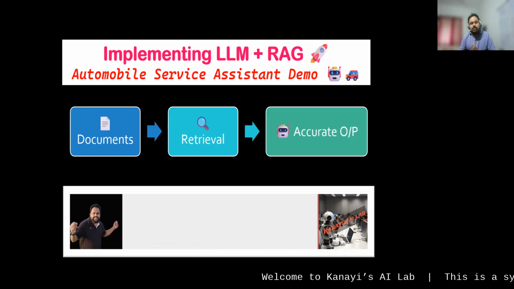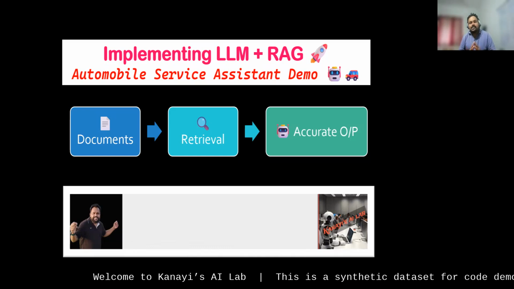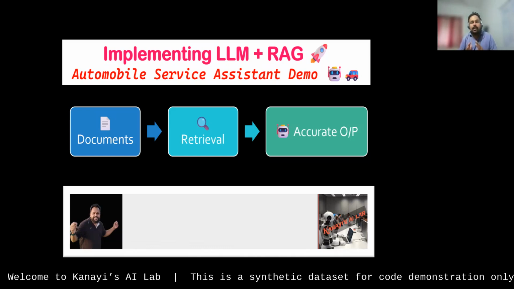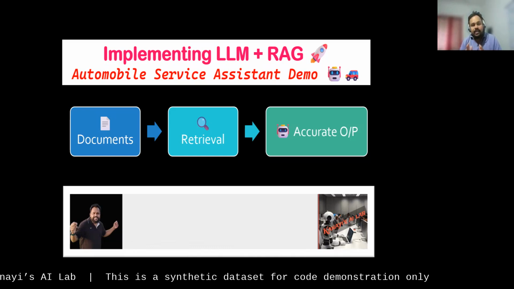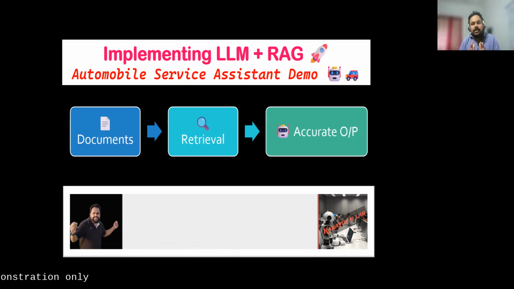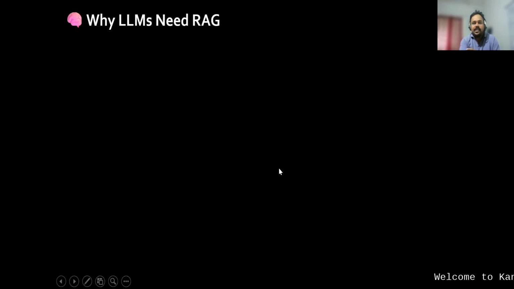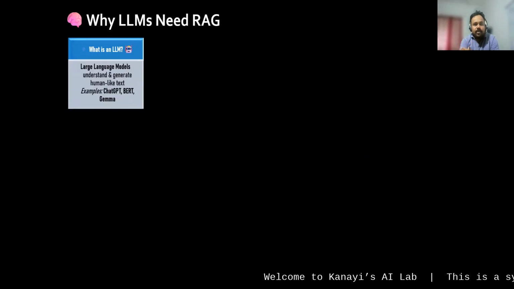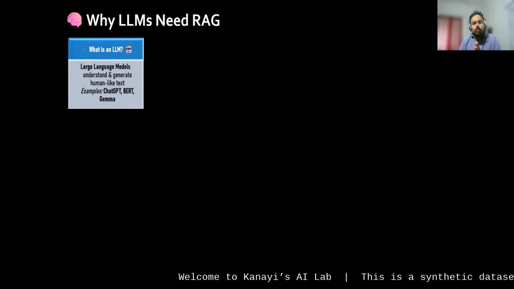Today we are going to demonstrate how a large language model can be customized by using RAG, Retrieval-Augmented Generation. To make this demonstration practical and relatable, I am building a chatbot app for an Automobile Service Center by combining an LLM with RAG. The obvious question in this particular case: we already have an LLM, so why do we need a RAG on top of it?